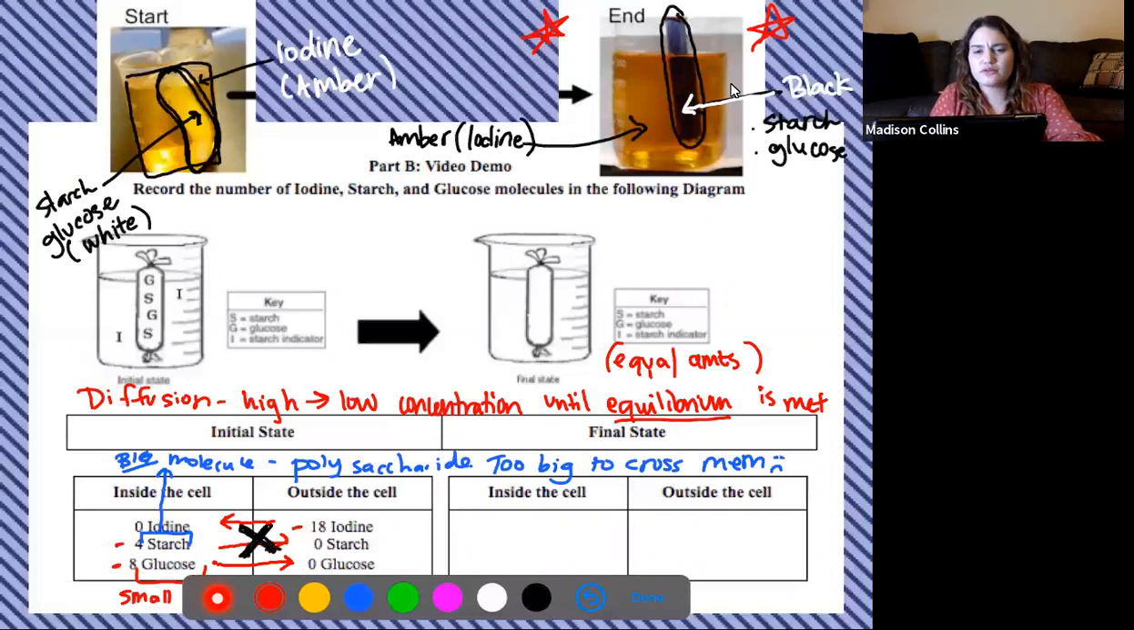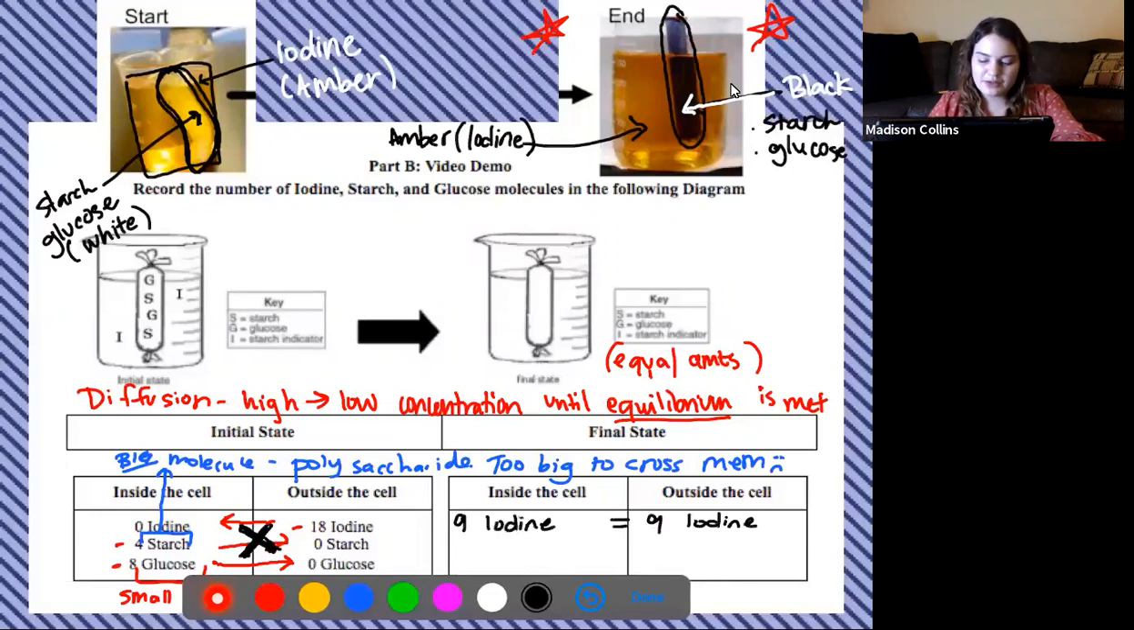So let's go through what theoretically our final results should be. While originally we started with 0 molecules of iodine inside the cell and 18 outside of the cell, they're going to eventually reach 9 and 9. So we'll have 9 molecules of iodine inside the cell and 9 molecules of iodine outside the cell. Again, they're going to diffuse into the cell because they want to achieve equilibrium. They want to have the same amount of molecules on the inside as they do on the outside.